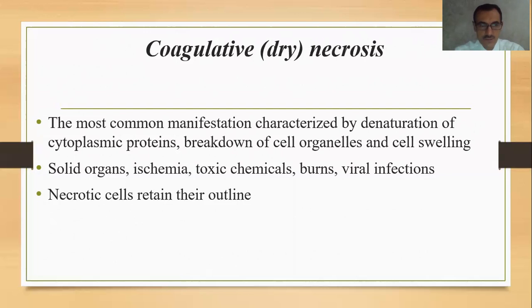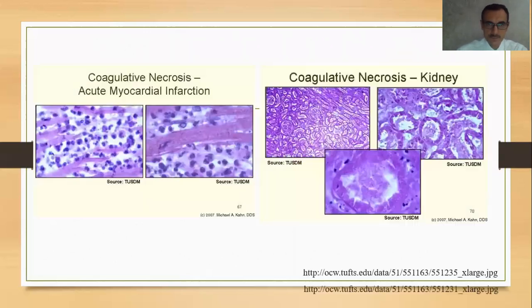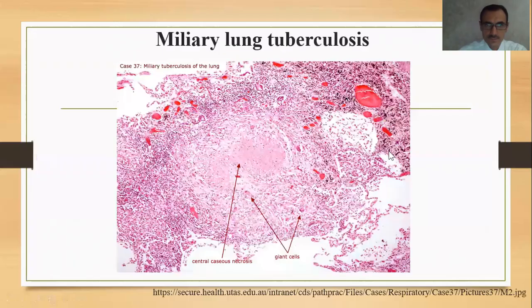They affect the solid organs after ischemia, toxic chemicals, burns, and viral infections. And necrotic cells retain their outline. Here, there are figures taken from the acute myocardial infarction. This is the coagulative necrosis, or the necrosis of the kidney tissue. Here we see the necrotized convoluted tubule.